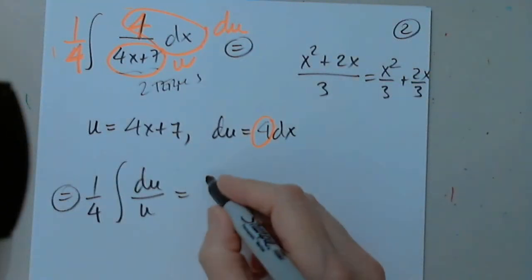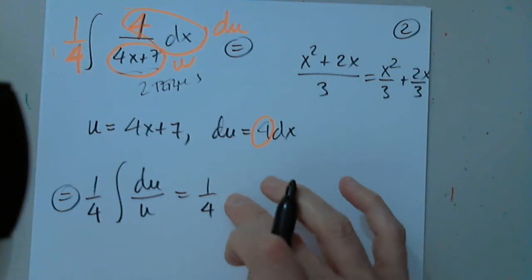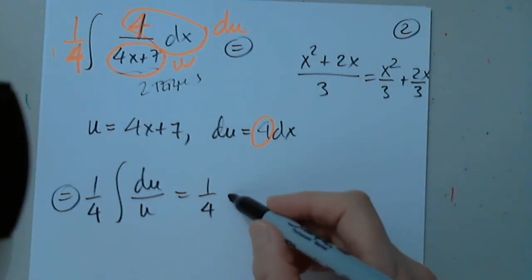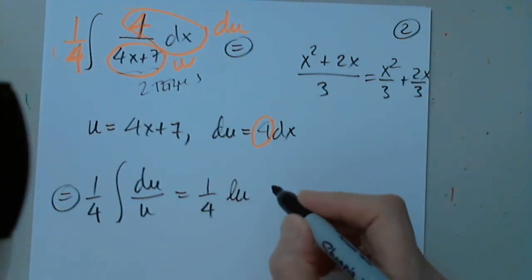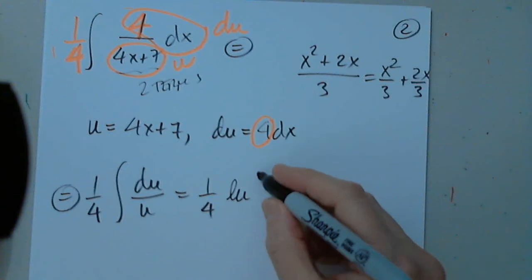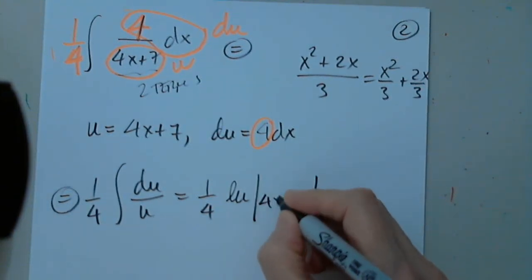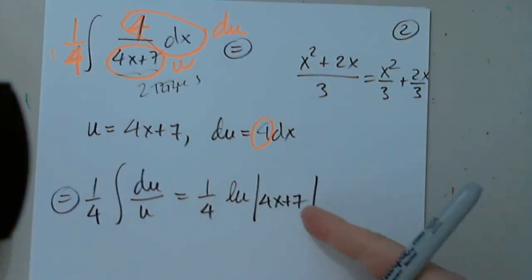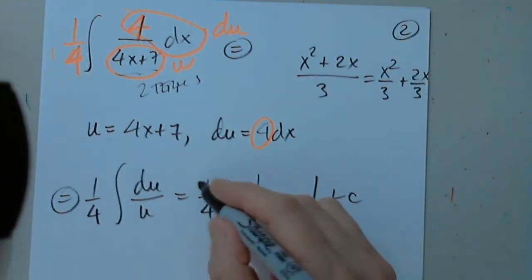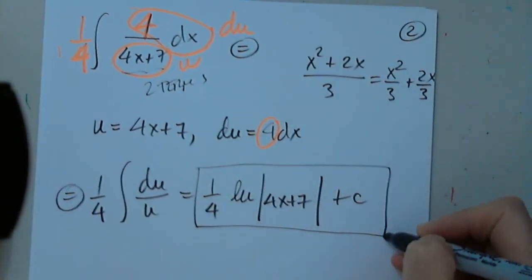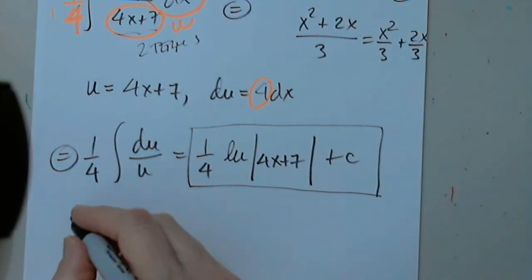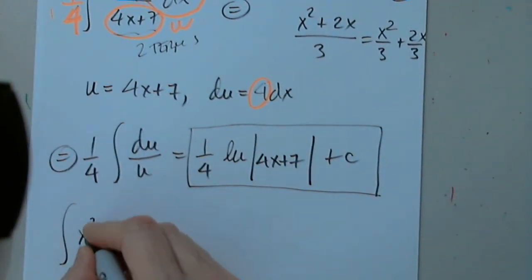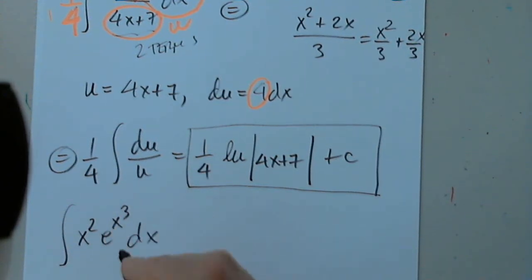The antiderivative. Good. Excellent. ln of u. Careful. Absolute value. Excellent. 4x plus 7 because it's u and I have to put it back in. That's it. Excellent. Well done. So now the last one here was x squared e to x cubed dx.